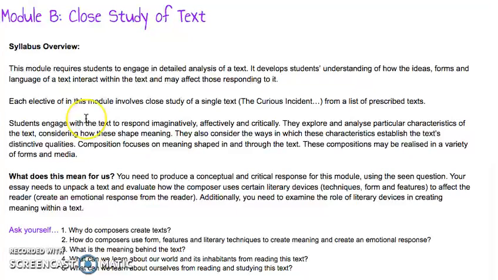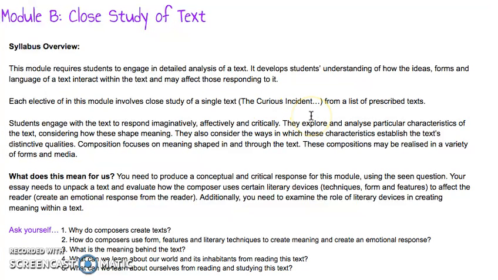So each elective in this module involves a close study of a single text. So there are no related texts involved, just one simple text. Students engage with the text to respond both imaginatively, effectively, again we know that means emotionally, and critically. Now the word critically is really important to remember because that is what distinguishes, say, an A paper from, say, a C paper. And it's your ability to then step outside of the text and to evaluate why this text was written and what meaning we can take from it. So how is it applying to our real world, in other words?